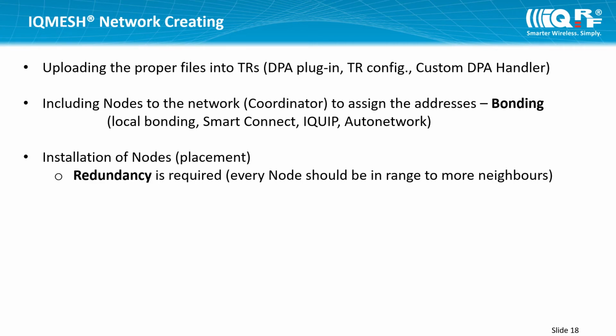When all nodes are bonded, they can be installed. For the IQMESH network to work well, it is important for every node to be in range of more neighbor nodes. If there is a place with weak RF connection, it can be covered by a dedicated repeater.